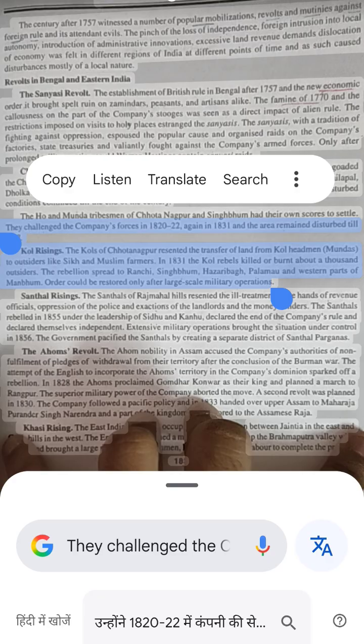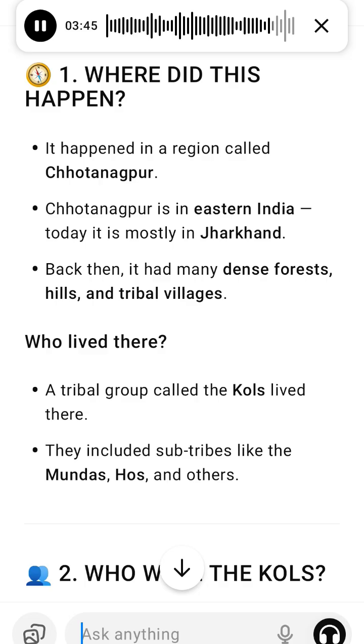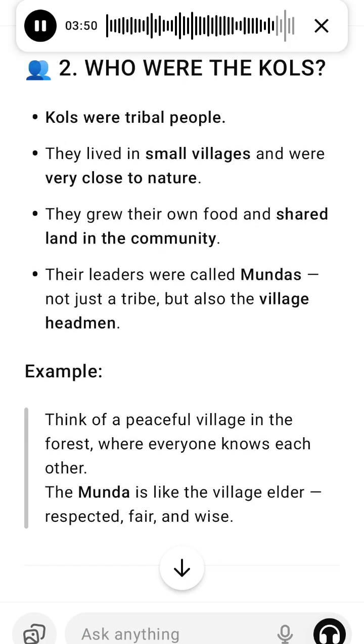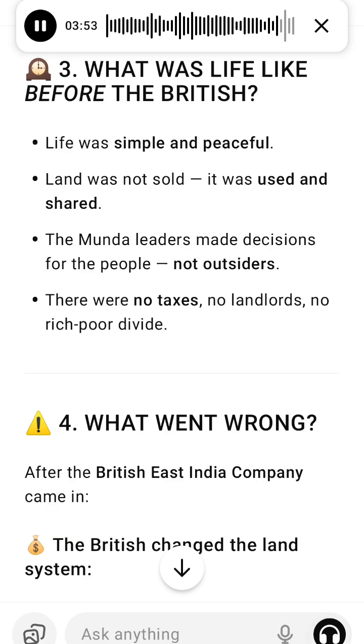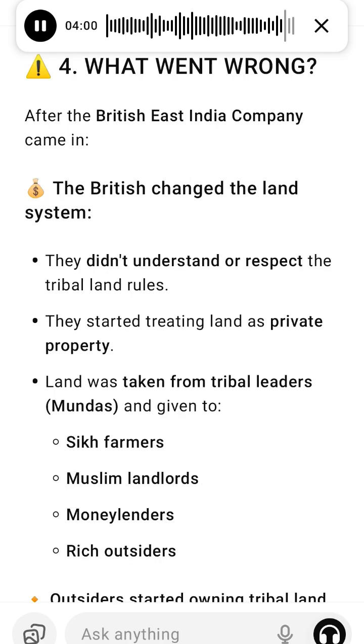Here is a great, deep, detailed summary of the Kol Uprising, 1831 to 1832, in the simplest language, with full background, reasons, events and consequences, everything explained clearly. Kol Rising, 1831 to 1832, detailed summary. Background: who were the Kols?